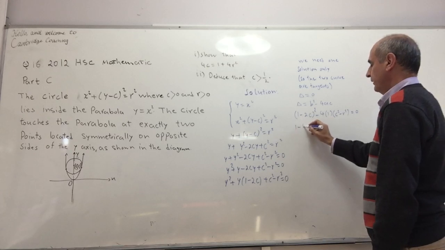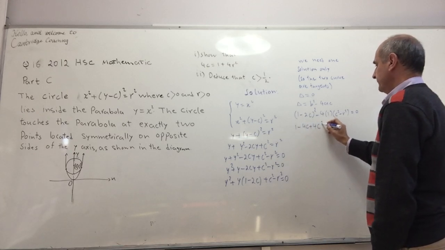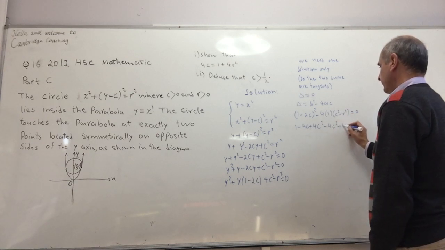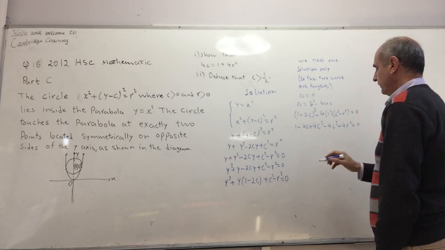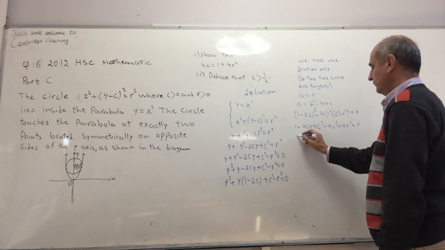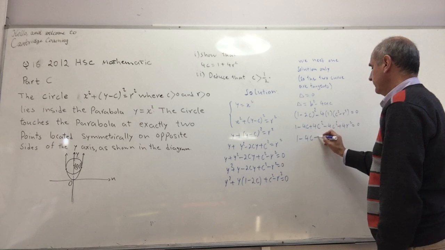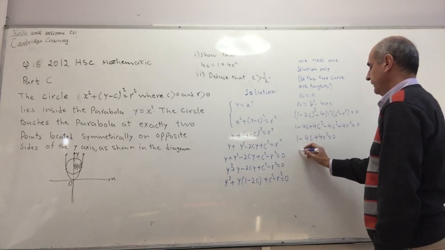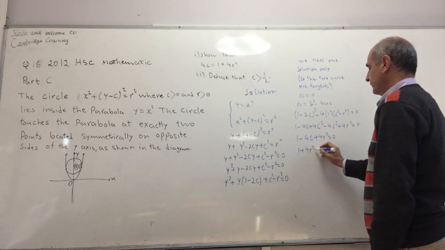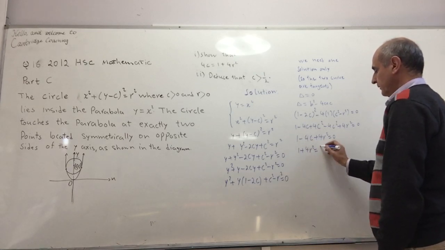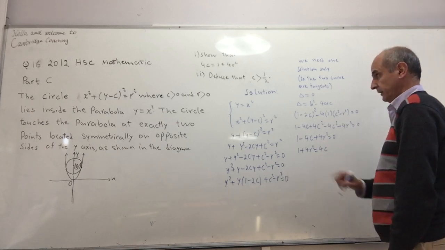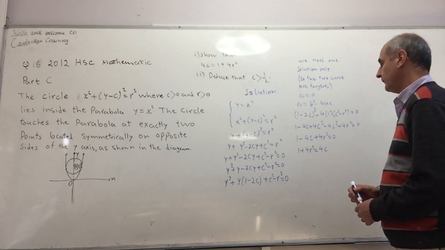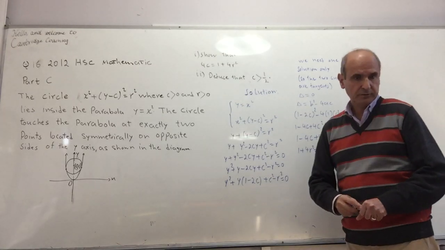Expand this, you get 1 minus 4c plus 4c squared, and expanding the second part, minus 4c squared plus 4r squared equals 0. And these two cancel out, you end up with 1 minus 4c plus 4r squared equals 0. If you rearrange it, you get 4c equals 1 plus 4r squared, which is what they asked us to prove. That is for part I.